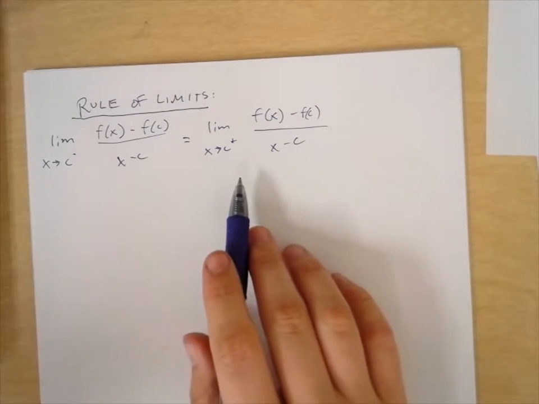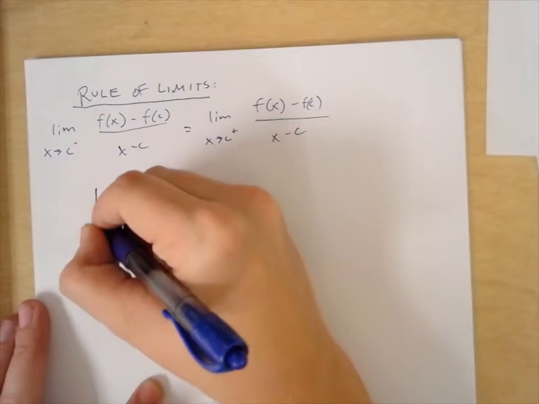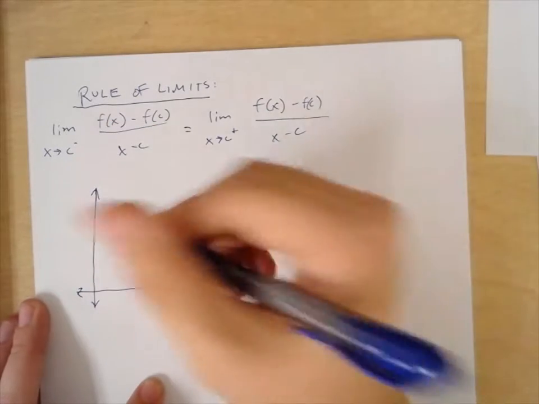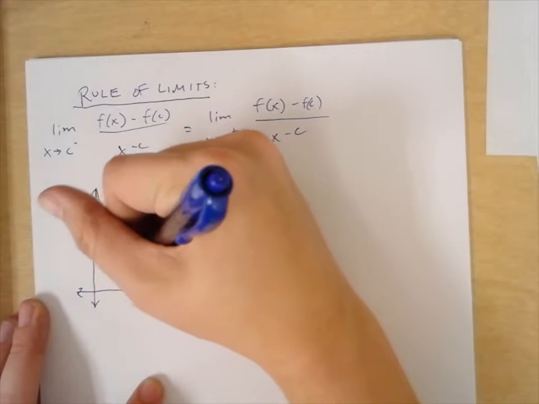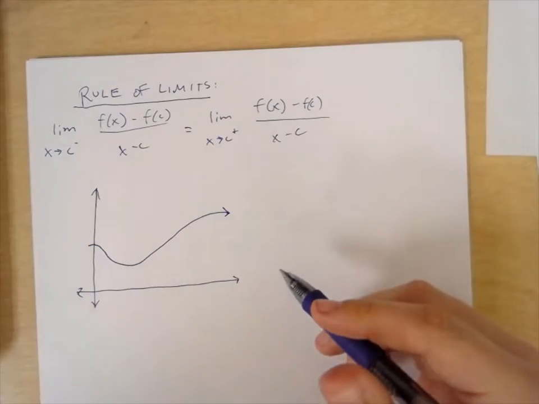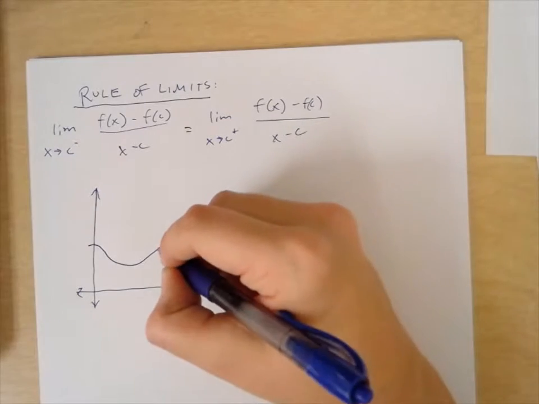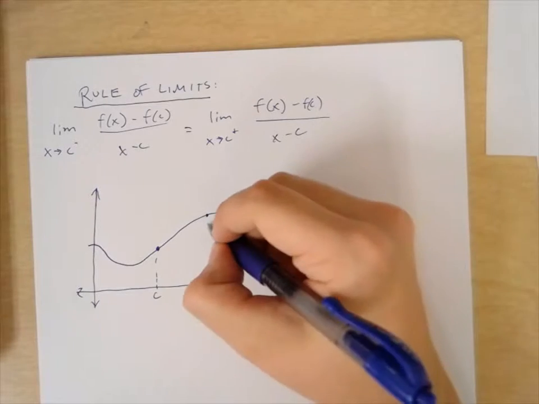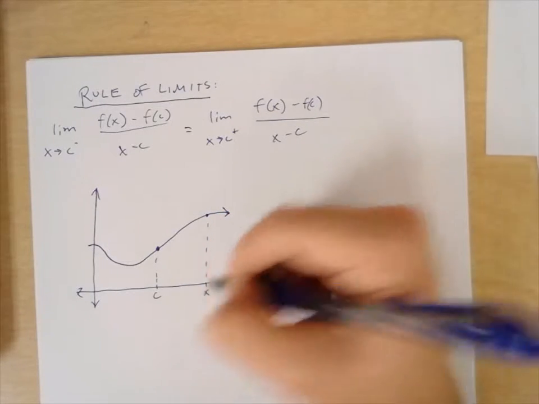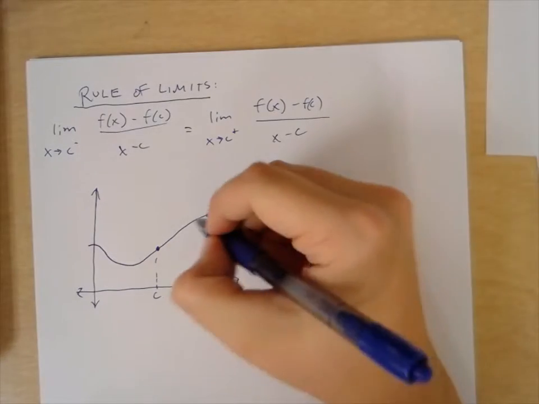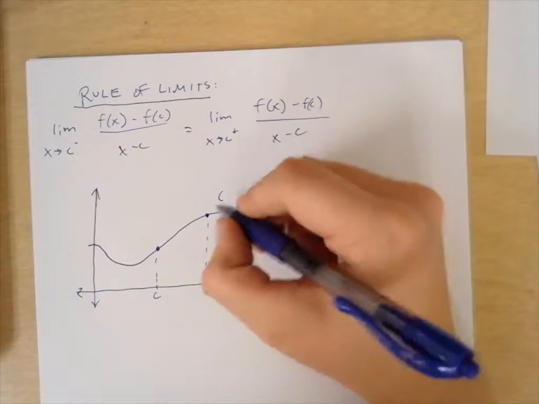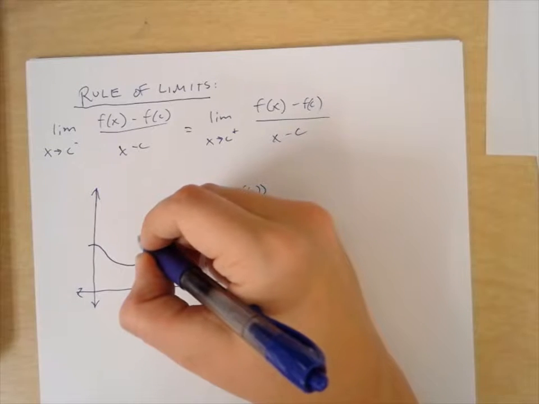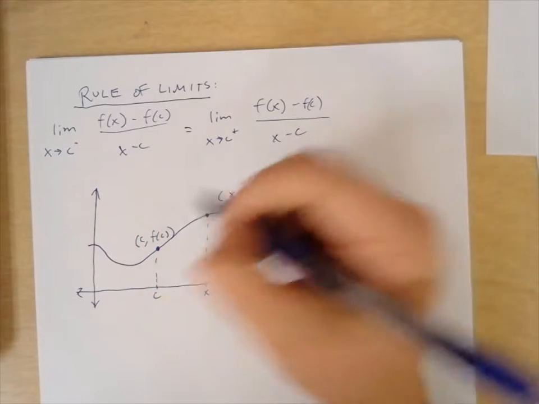And we can say that because of the following thing. Let's talk about this graphically. So say that we had this nice curvy graph. And let's say that we had a point C, and then we had a point X. And we could call this point X, comma, f of x. And we could call this one C, comma, f of c.